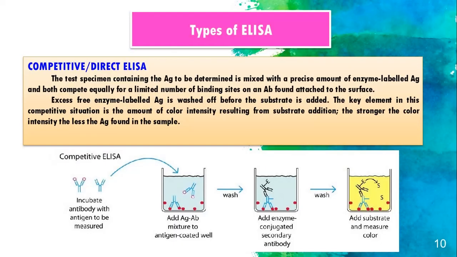The next type of ELISA is known as the competitive or direct ELISA. The test specimen containing the antigen to be determined is mixed with a precise amount of enzyme-labeled antigen, and both compete equally for a limited number of binding sites on an antibody attached to the surface. Excess free enzyme-labeled antigen is washed off before the substrate is added. The key element in this competitive situation is the amount of color intensity resulting from the substrate addition, wherein the stronger the color intensity, the less the antigen found in the sample.